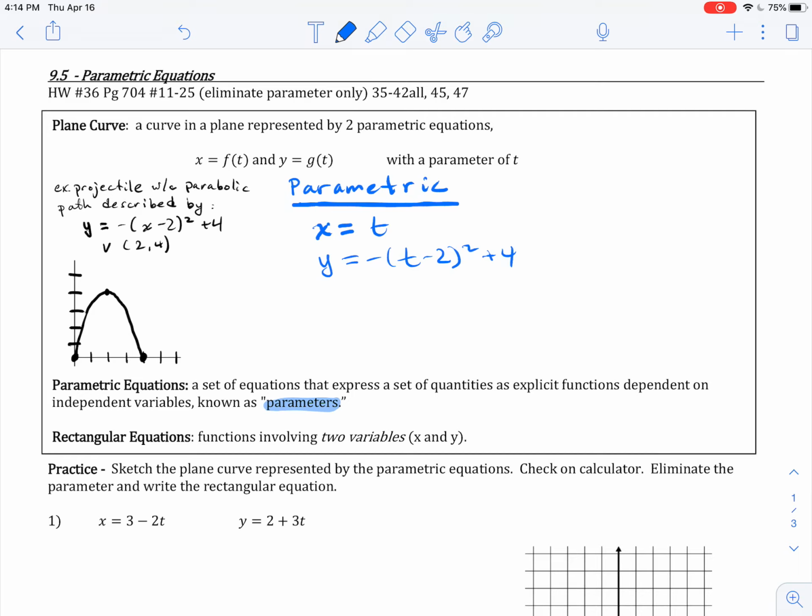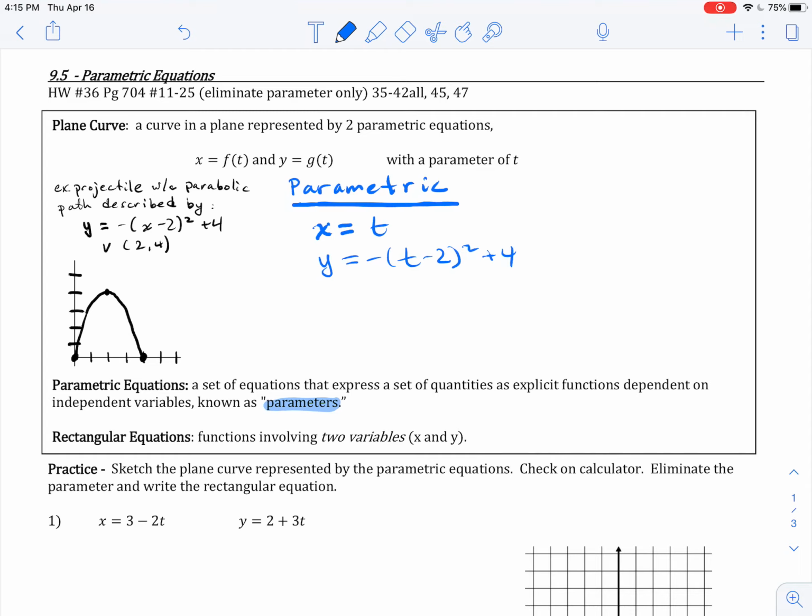So what do these parametric equations represent? We have some other independent variable, in this case t, our parameter. And typically, not always, our parameter would be something like time. So what we're saying here is that x now is a function of t. X depends on what this parameter t is. Y also is a function of t. It depends on our independent variable t.